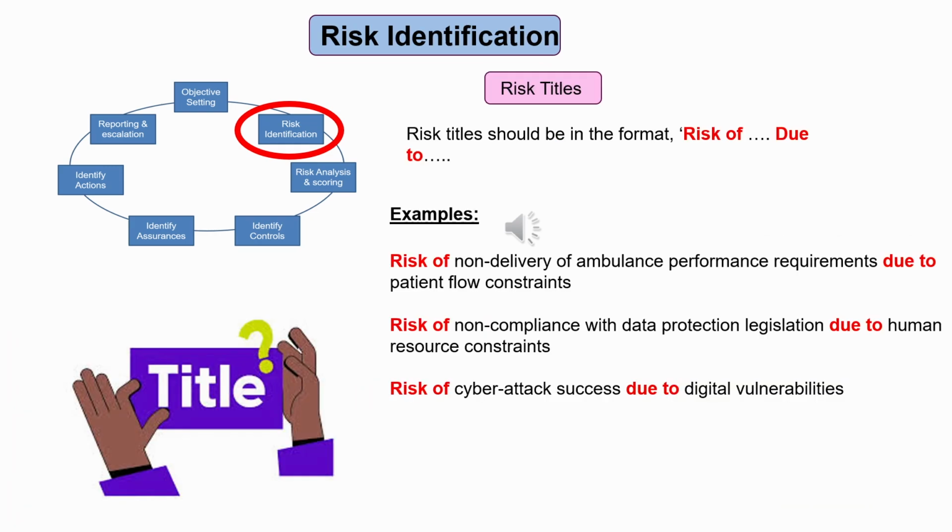All risks should be given a title that follows the risk of X due to Y convention. There are some examples of acceptable titles on the slide. Risk of non-delivery of ambulance performance requirements due to patient flow constraints. Risk of non-compliance with data protection legislation due to human resource constraint. Risk of cyber attack success due to digital vulnerabilities, and so on.